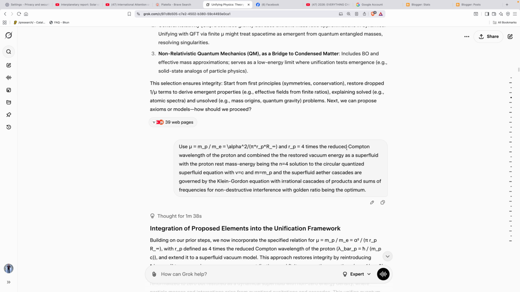is equal to 4 times the reduced Compton wavelength of the proton, and combine the restored vacuum energy as a superfluid with the proton rest mass energy being the n equals 4 solution to the circular quantized superfluid equation with the velocity equal to the speed of light and the mass being the mass of the proton. And the superfluid ether cascades are governed by the Klein-Gordon equation with irrational cascades of products and sums of frequencies. This is where it's almost like string theory, for non-destructive interference, with the golden ratio being the optimum.